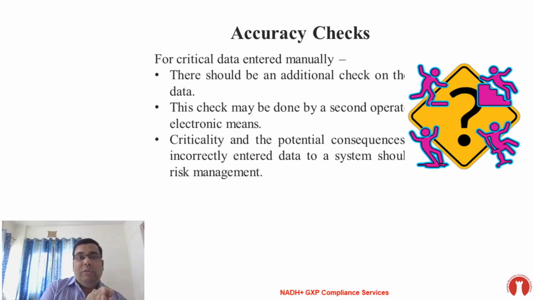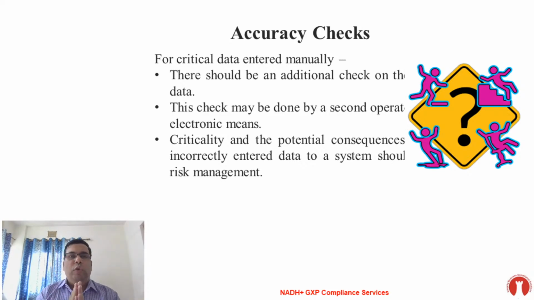Accuracy checks. EU GMP expects that when there are manual interventions in the computerized system, accuracy checks should be done. When there are manual interventions, there should be an additional check on the data. This check may be done by a second operator or by electronic means. Criticality and the potential consequences of incorrectly entered data in a system should be based on the risk assessment.